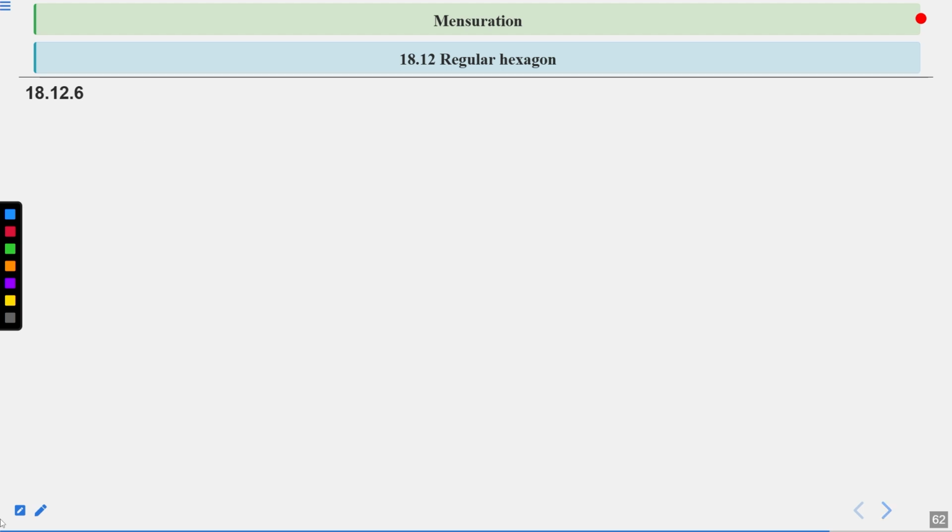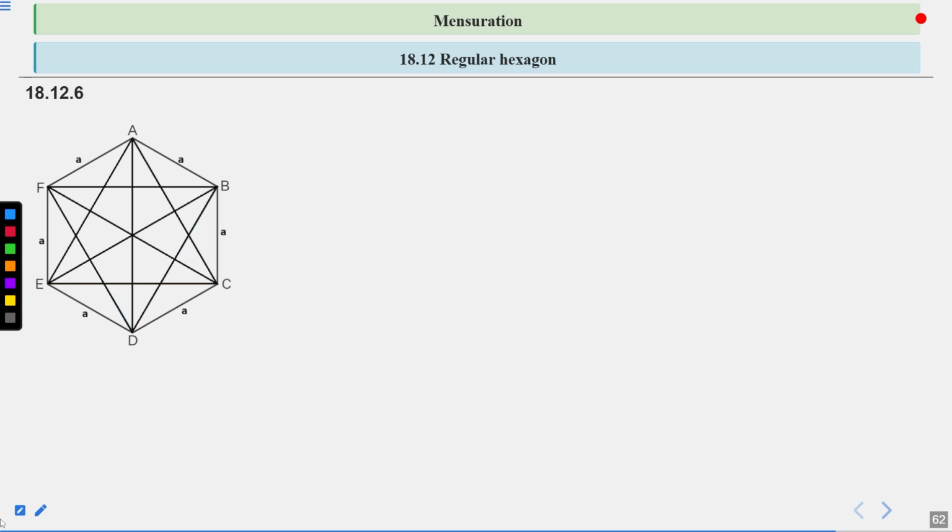Next one is 18.12.6 in regular hexagon. So this is the diagram. Now the largest diagonals of this regular hexagon are FC, AD and BE. All three have length 2 times the side. If the side is a, we can say that it is 2a.